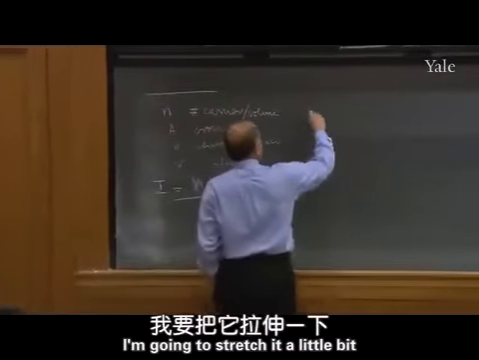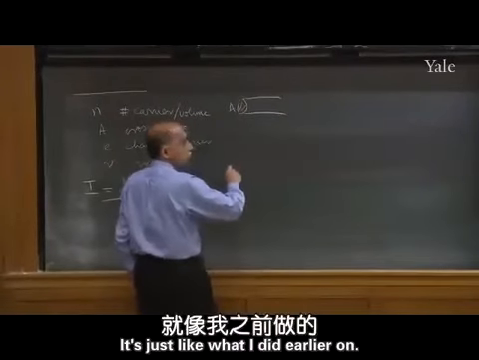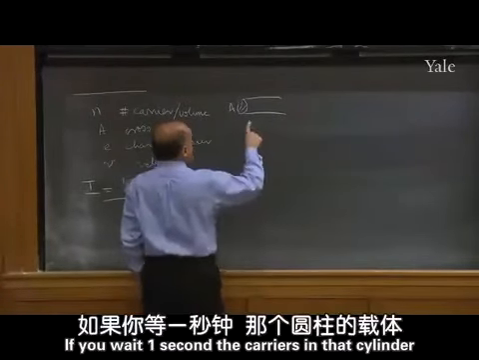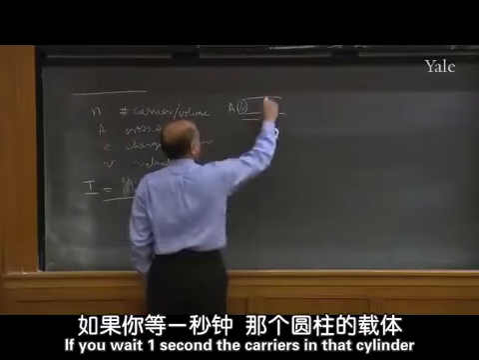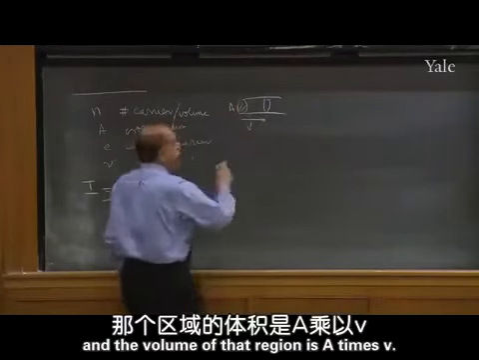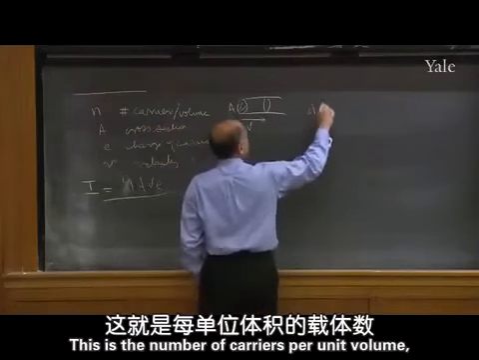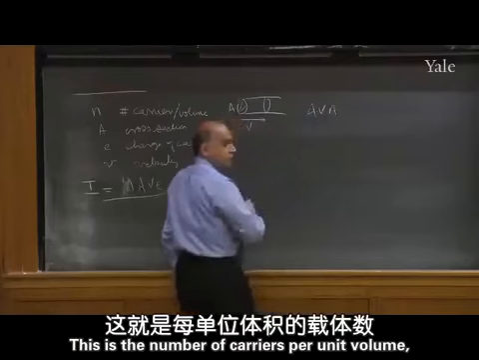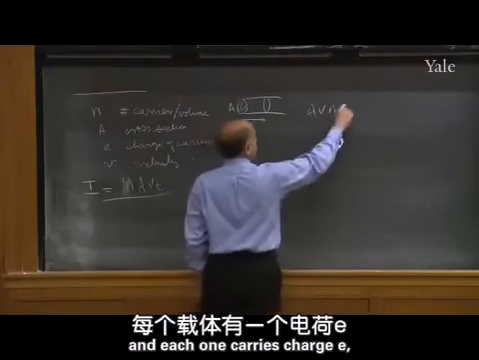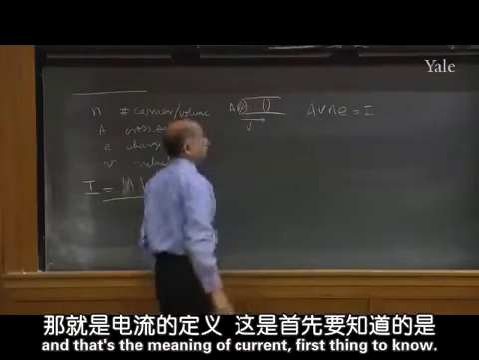Look at the wire. I'm going to stretch it a little bit so it looks like a thing with a finite cross section. It's just like what I did earlier on. If you wait 1 second, the carriers in that cylinder would have crossed the checkpoint. And the volume of that region is A times v. This is the number of carriers per unit volume. And each one carries charge e. That many coulombs would have gone past this point, and that's the meaning of current.